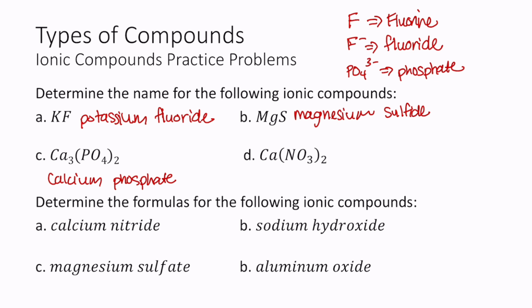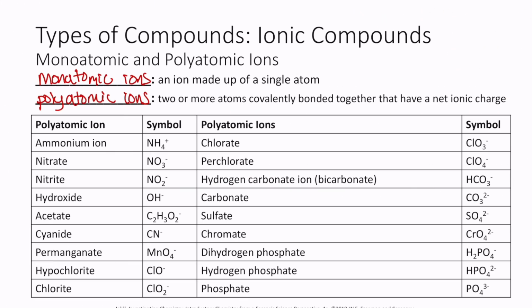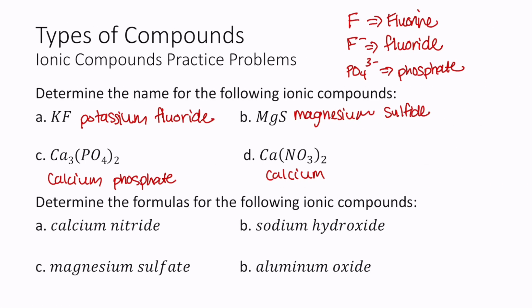Now, in the next one, I still have calcium. And then I see that I have a polyatomic ion because I have nitrogen and oxygen within that ion. So I can go back to my polyatomic ion list, find the NO3, and I'm dealing with nitrate. So this next one is going to be calcium nitrate. Go ahead and pause the video and see if you can determine the formulas for the following ionic compounds in the next problem.